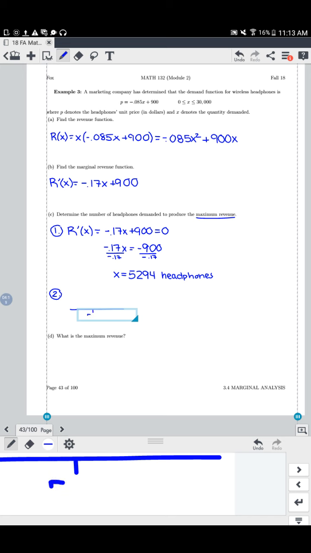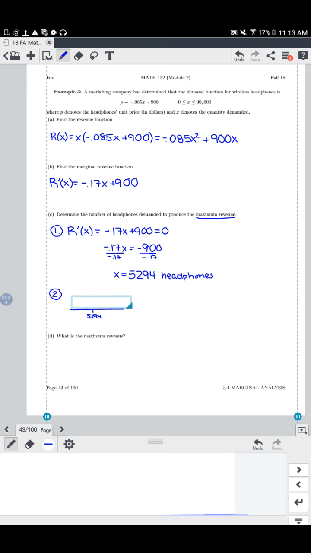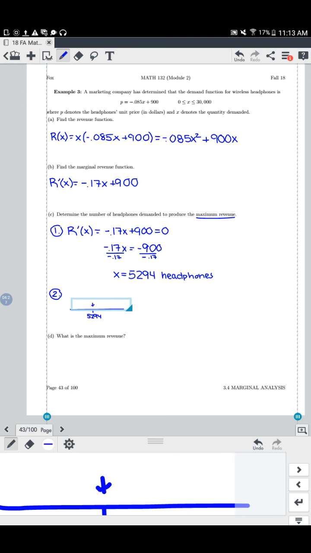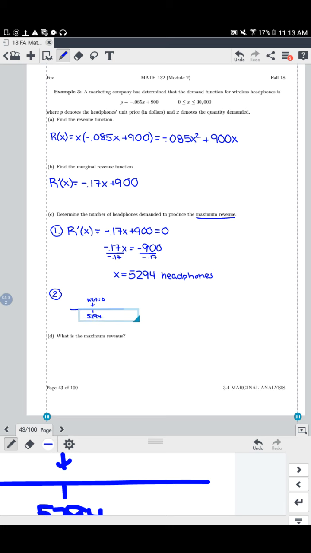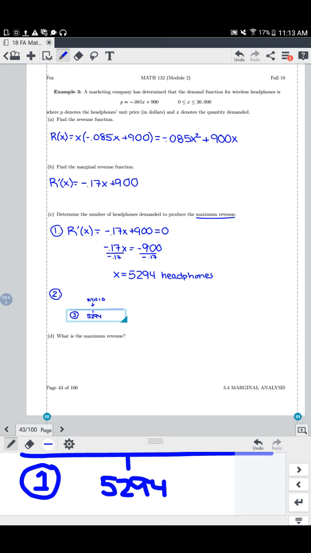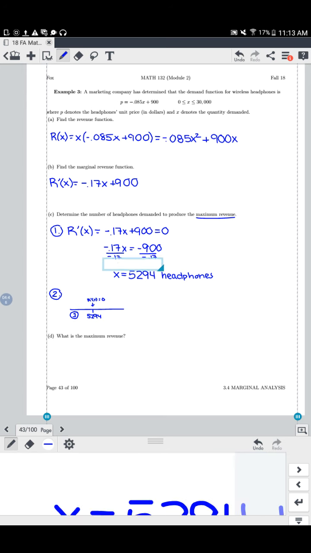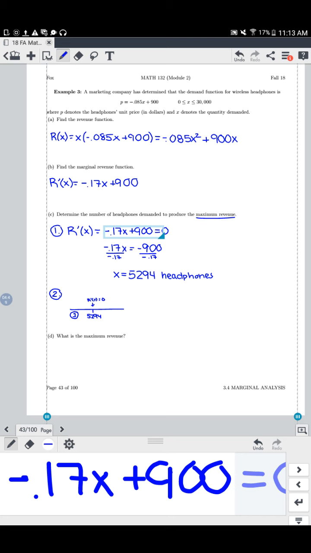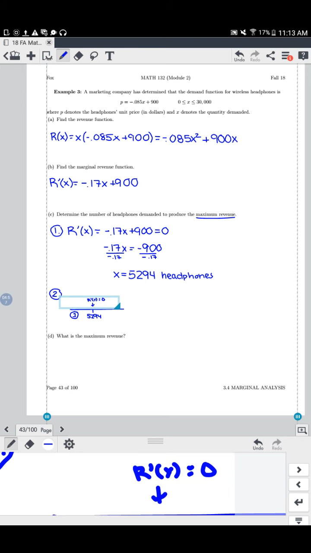So I'm going to put my critical number here, 5,294. This is something special. This is what makes the derivative 0, so R prime of X is 0 here. And I want to figure out what is happening with my derivative before and after. So I can plug in anything before 5,294. I'm going to do something easy so I can do it in my head. I'll just plug in 1 into the derivative, always on a sign chart. So negative 0.17 times 1 is negative 0.17 plus 900.